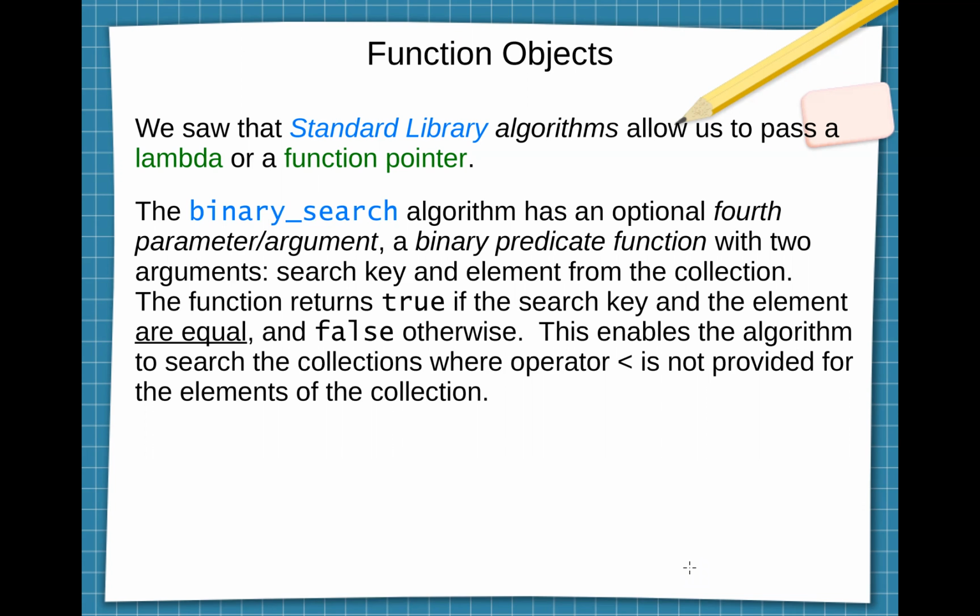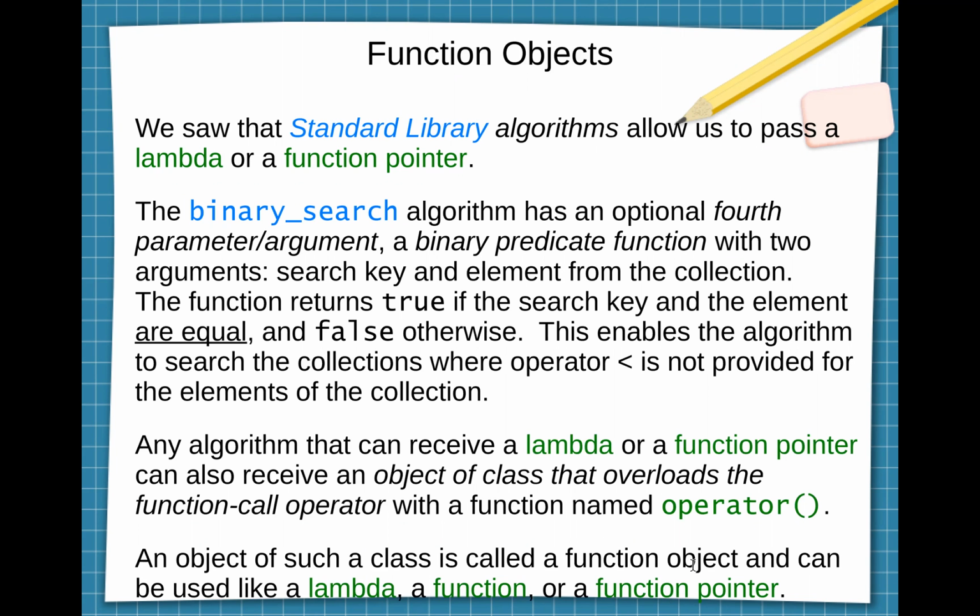And the binary search algorithm, which we just used, we used it with the 3 parameters, right? But it actually has the optional 4th parameter or argument. It's a binary predicate, binary, so it takes 2 arguments, the search key and element from the collection. So the function returns true if the search key and the element are equal, right? And false otherwise. So what it does is it gives us an opportunity for this algorithm of binary search to be applicable to the collections or the containers where the operator of comparison is not provided for the elements of the collection. So it happens and it gives us this flexibility, right? The need to have this binary search for argument.